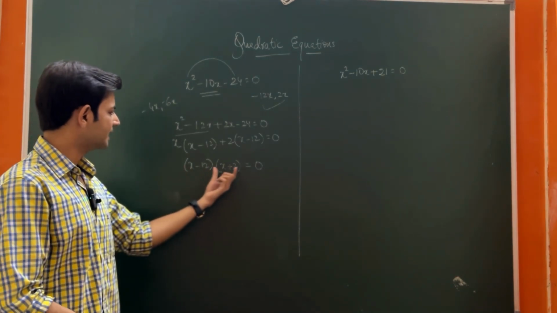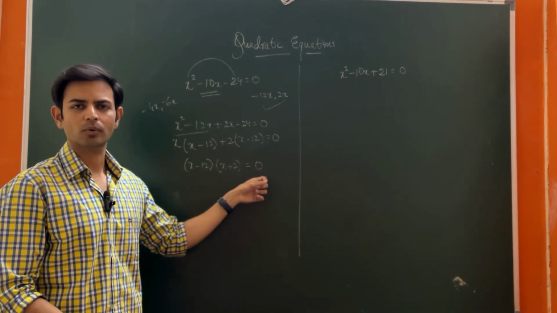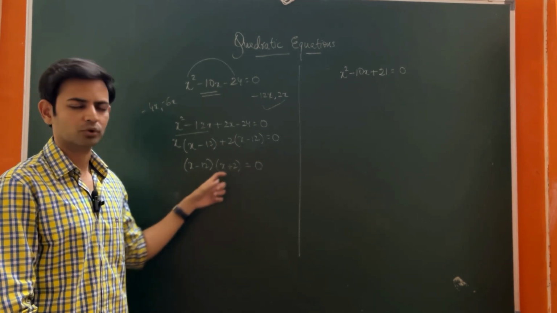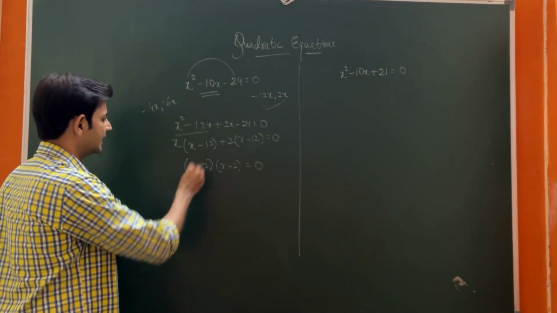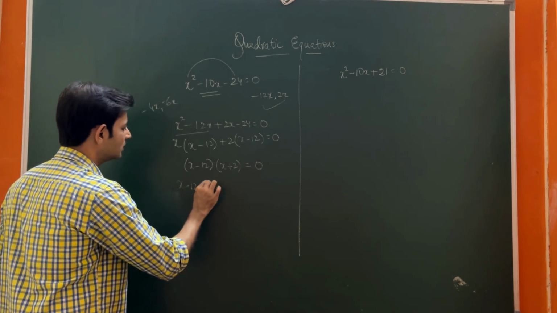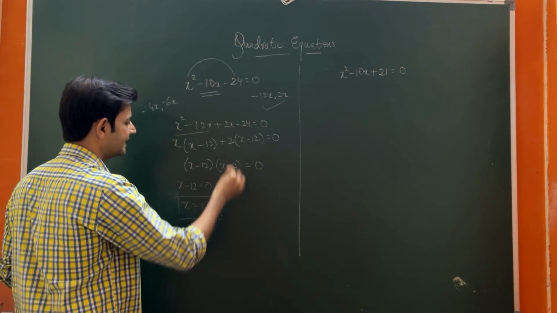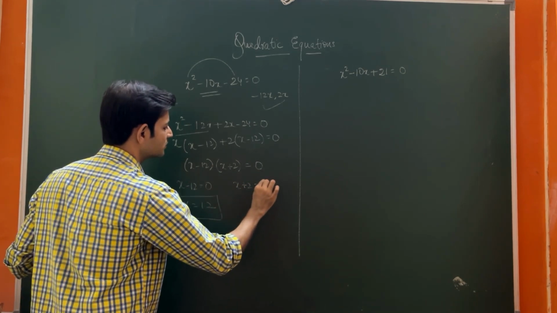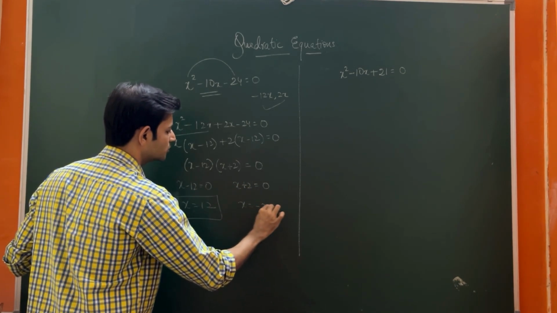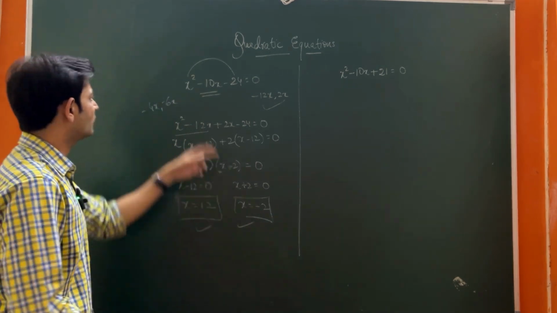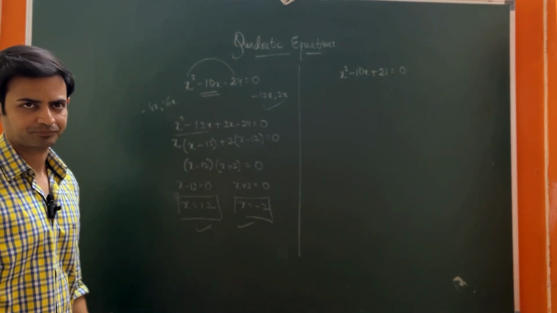Now when the multiplication of two numbers is 0, it means either this is 0 or this is 0 or both of them are 0. So if x − 12 = 0, then x is equal to 12, and if x + 2 = 0, then x is equal to −2. So these are the two values of x for this given question.